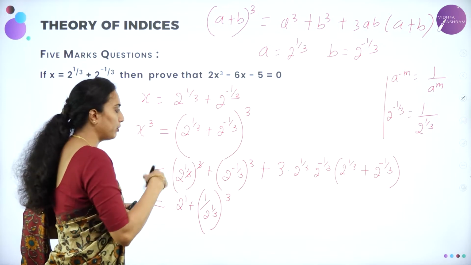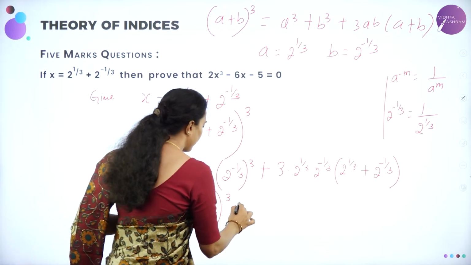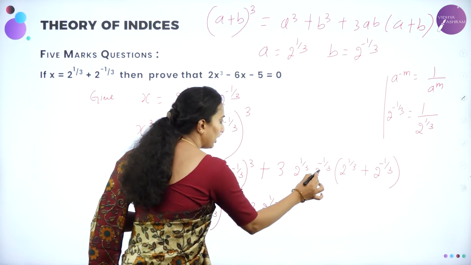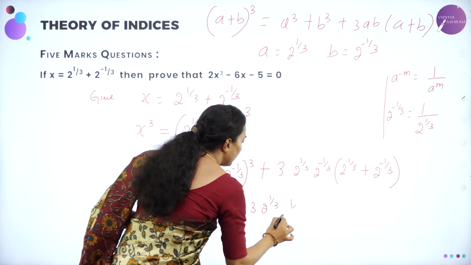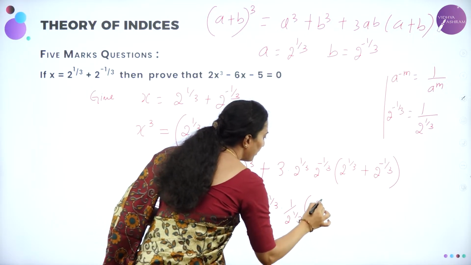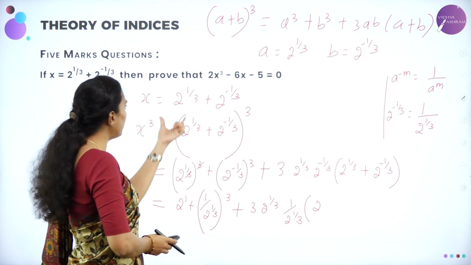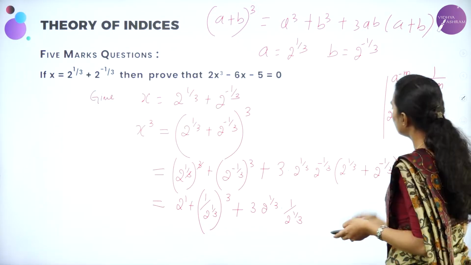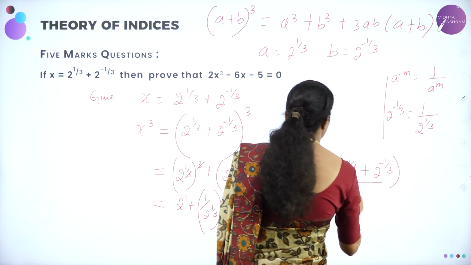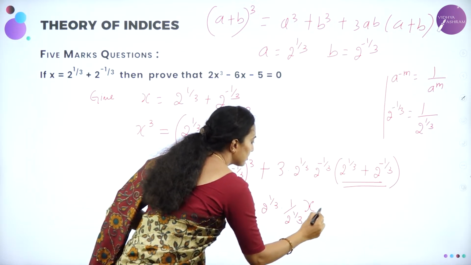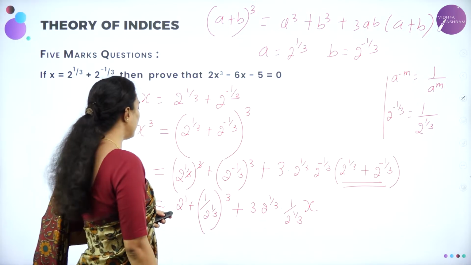Let us come to this afterwards. Plus 3 into 2 power 1 by 3 into 1 divided by 2 power 1 by 3, into 2 power 1 by 3. What is 2 power 1 by 3 plus 1 by 2 power 1 by 3, which is nothing but x. What I am going to substitute, this will be equal to x. Okay, let us move on to the next step.